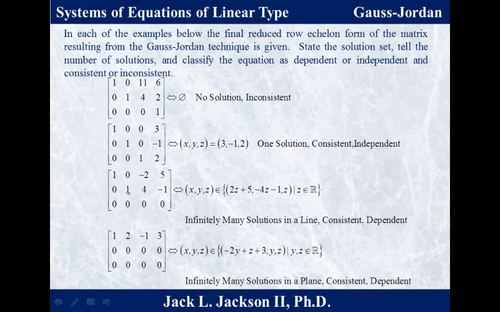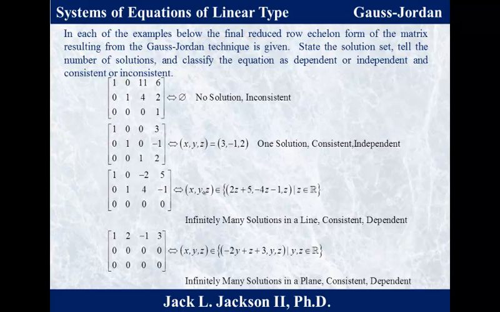This says y plus 4z equals negative 1, so y equals negative 4z plus negative 1. So here's our solution set. The ordered triple x, y, z is an element of the set 2z plus 5, comma, negative 4z minus 1, comma, z, such that z is a real number. This turns out to be infinitely many solutions that are actually in a line in space. This is a consistent system, but it is what we call dependent. So that third equation depends on the other two.